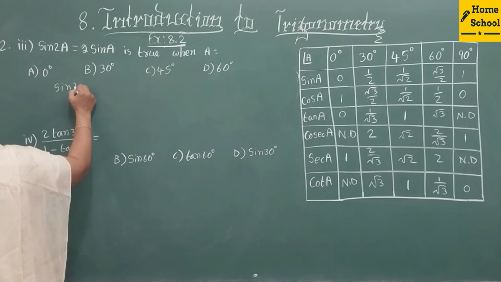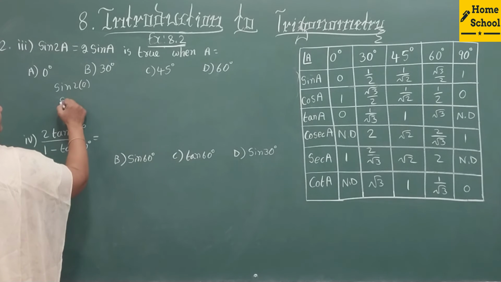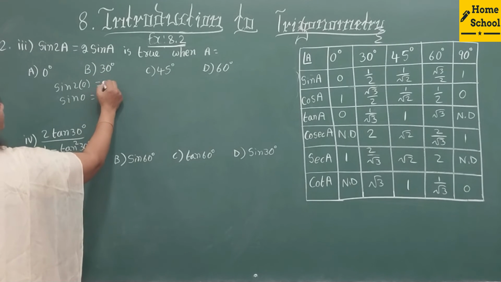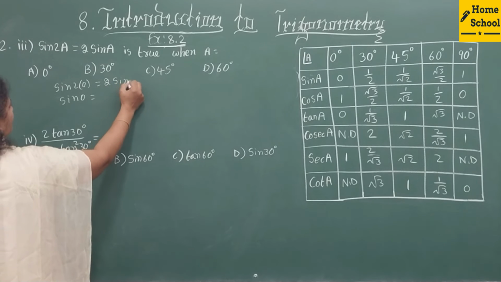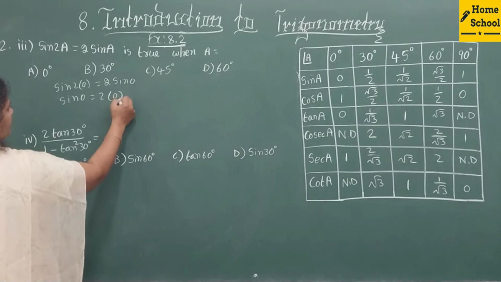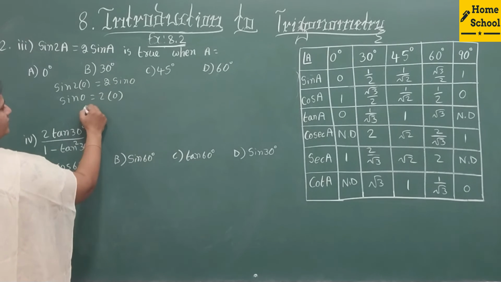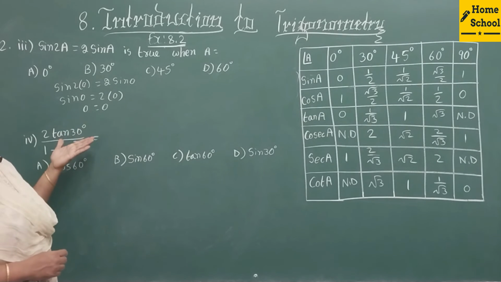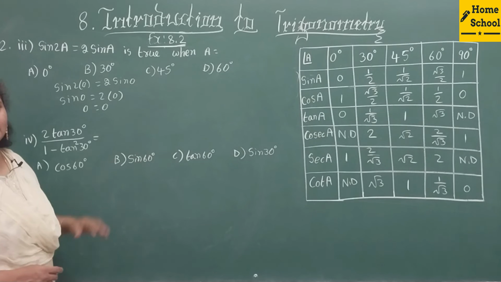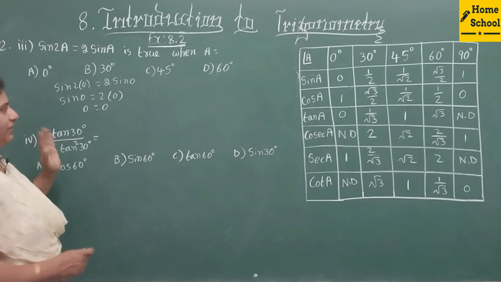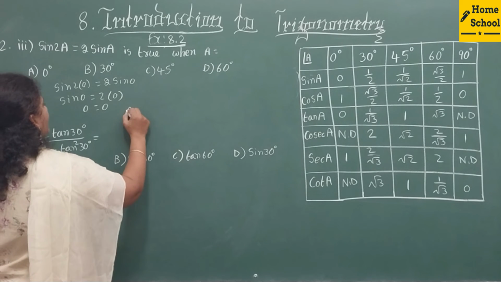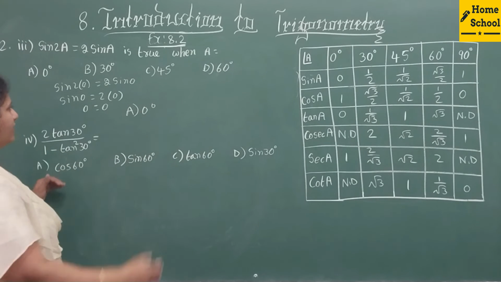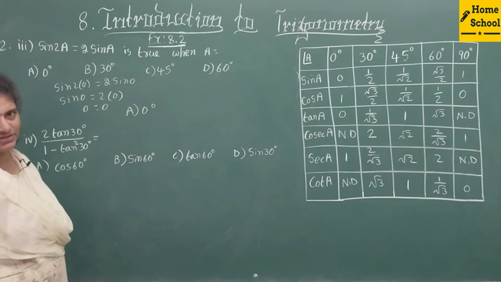Sin 2 into 0 degree is sin 0, that is equal to 2 sin 0, that is 2 into 0. Sin 0 value is 0, 0 equal to 0. Therefore, this is matching. Therefore, what is your answer? Your answer is A, value is 0 degree. So, option A, answer 0 degree. Okay. So, next, no need of seeing other angles also.